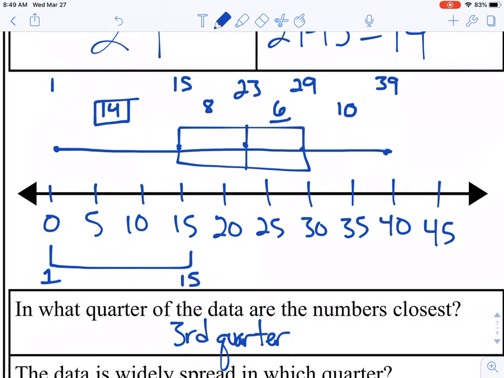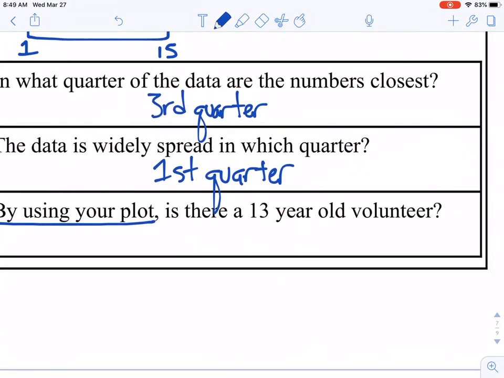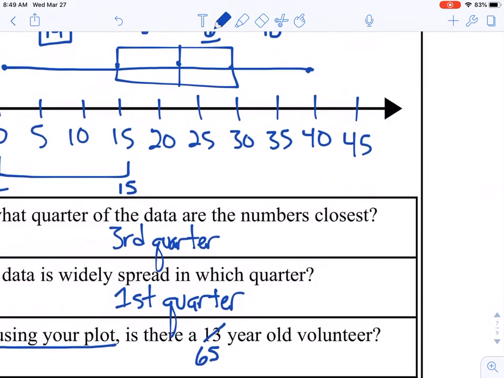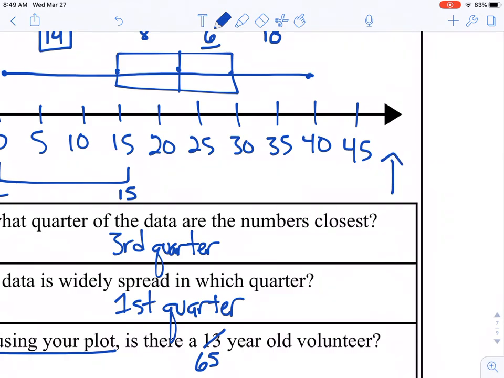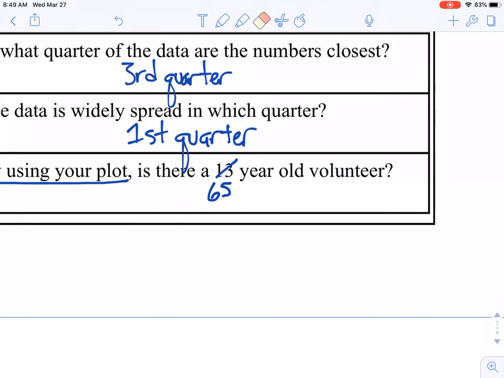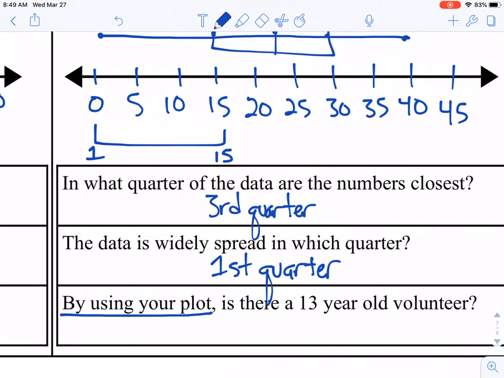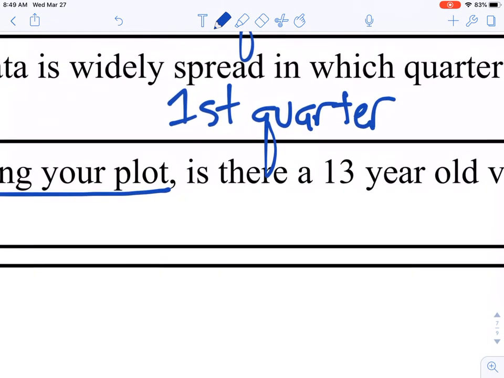So if the question asks, and I'm crossing this out just for a second, is there a 65-year-old? I would come up to my data, go to 65, and say, there isn't any data even that far up on the plot because my highest number is 39. So if it said something like that, we could for sure say, no, there's definitely not someone that's 65. But for 13, we can't quite be sure. So what I would say is there's not enough info.